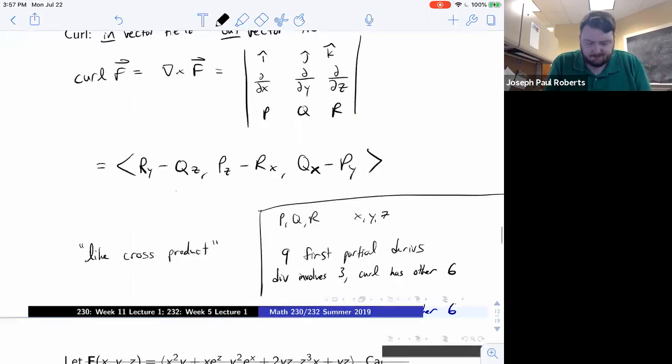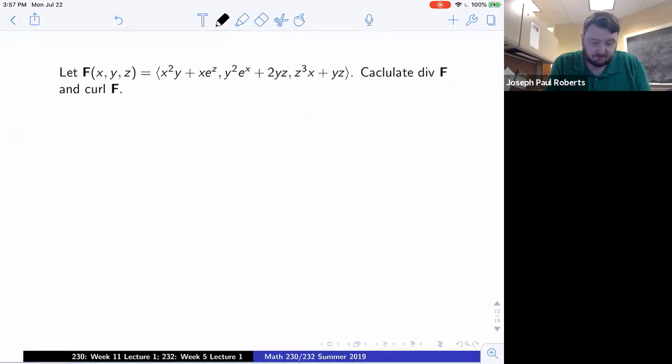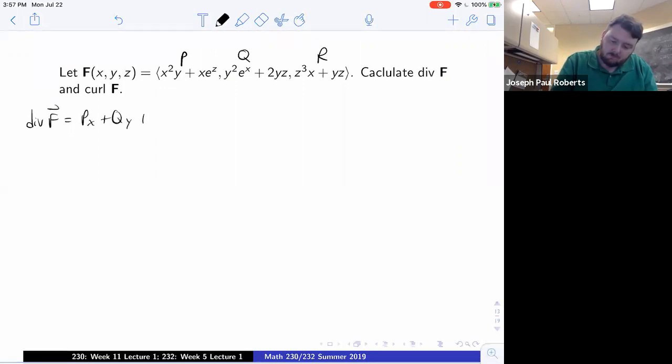All right, let's do one. So div f and curl f. So div f is sort of the diagonal one. P is the first component, X is the first variable, so PX. Q is the second component, Y is the second variable, QY. R is the third component, and Z is the third variable, so RZ, sort of the diagonal ones.